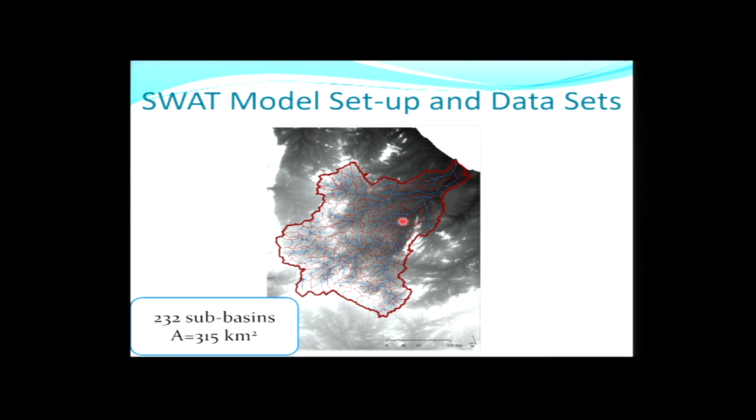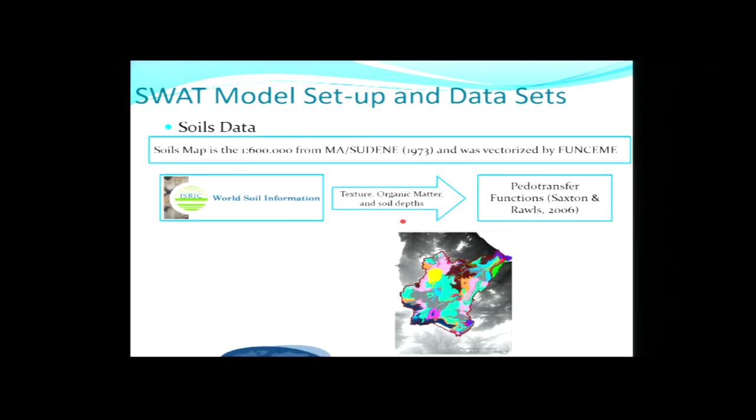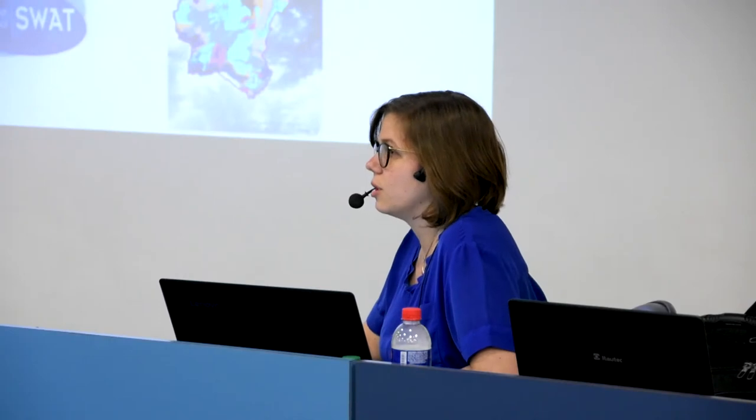We used the SRTM DEM database to start delineating the streams and the sub-basins in SWAT. We had 232 sub-basins. We used the World database for soils. At that time, we didn't have a lot of time to search for different data, so we ended up using the World database information for the texture, organic matter, and soil depth, as I showed you yesterday. With this data, we applied those pedotransfer functions that I showed you yesterday in that Excel spreadsheet, and then we had all the soil parameters to run the model. We also used the 1973 soil map from SUDENE that was provided to us by FUNCEME, which is a Ceará agency.